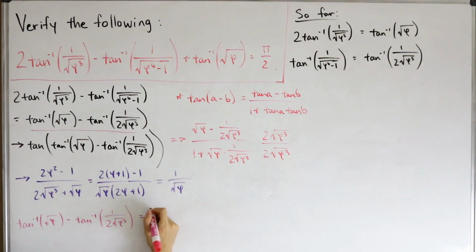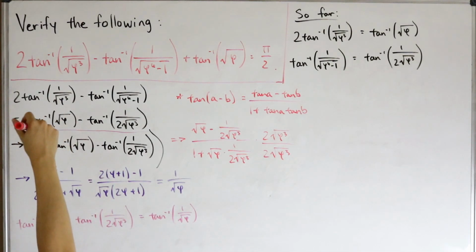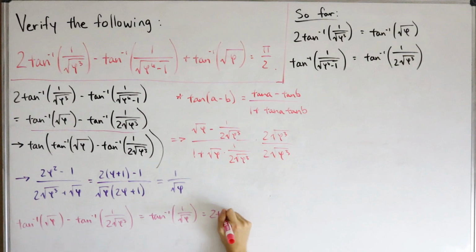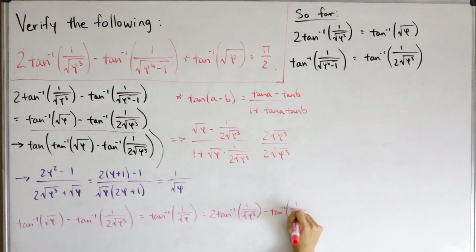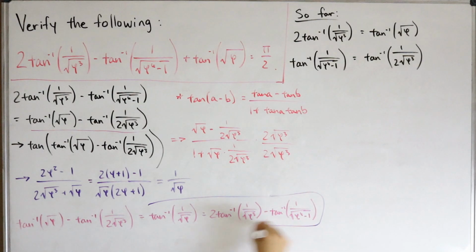So that just leaves us to say that this is simply going to equal the inverse tangent of 1 divided by the square root of phi. And of course, this is the same thing as the above equation: 2 times inverse tangent of 1 divided by the square root of phi cubed, then subtract the inverse tangent of 1 divided by the square root of phi to the power 6 minus 1. So this is equal to that, the same thing as just before. Let's reiterate this a little better. Our box over here is what the conclusion has come down to.